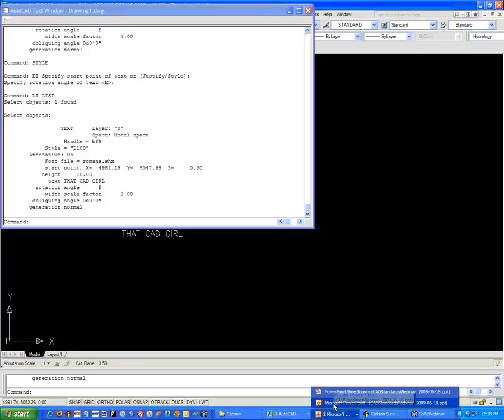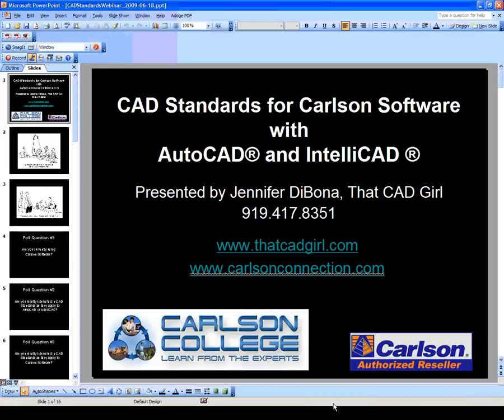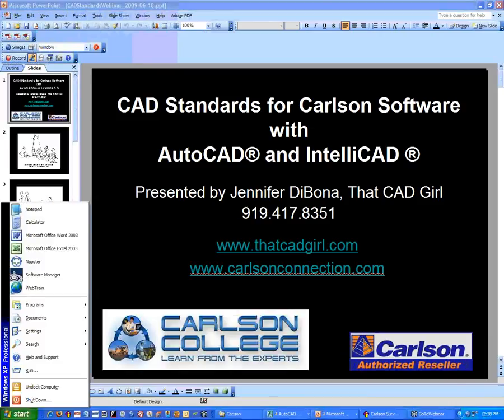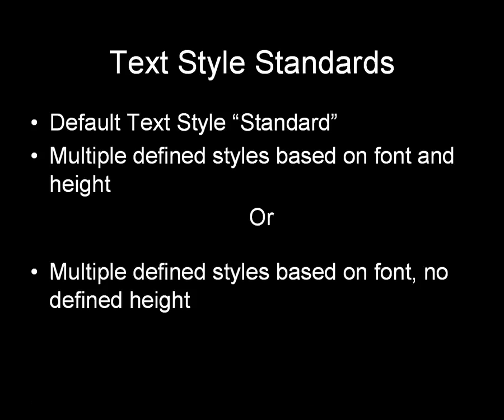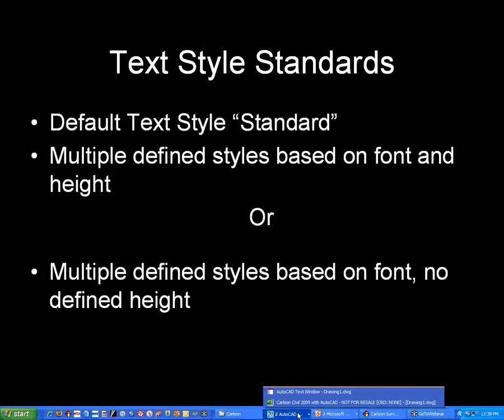Oops, wrong one. Okay, so we've done this one. Let's look at method two. So the second method is different than this. We will have multiple defined text styles, but this time they're based on the font, and we will not predefine the height. All right, so what does that mean? So let's go back to it.